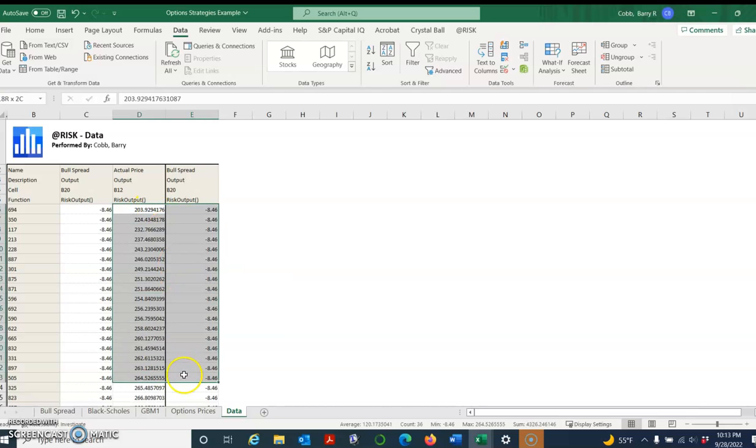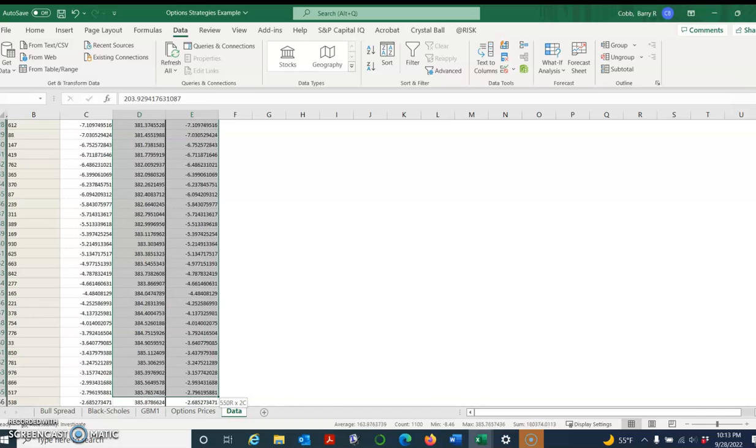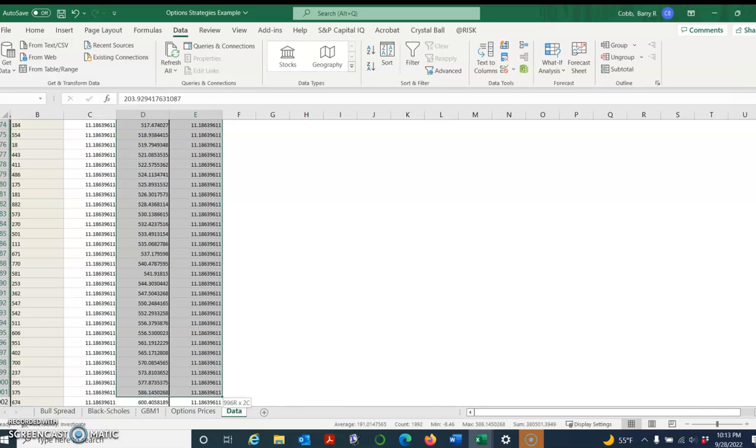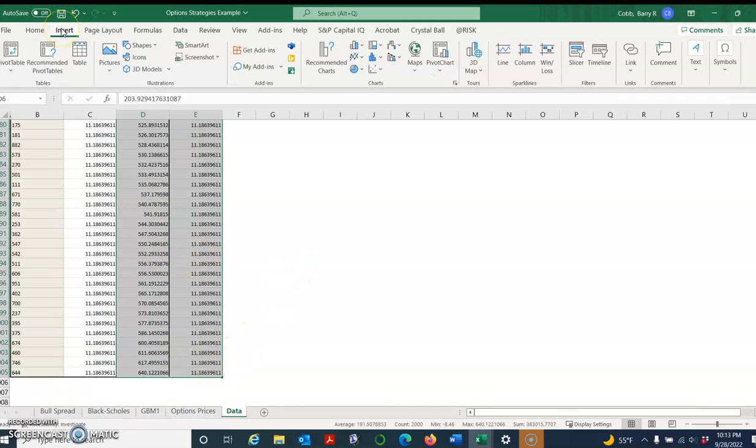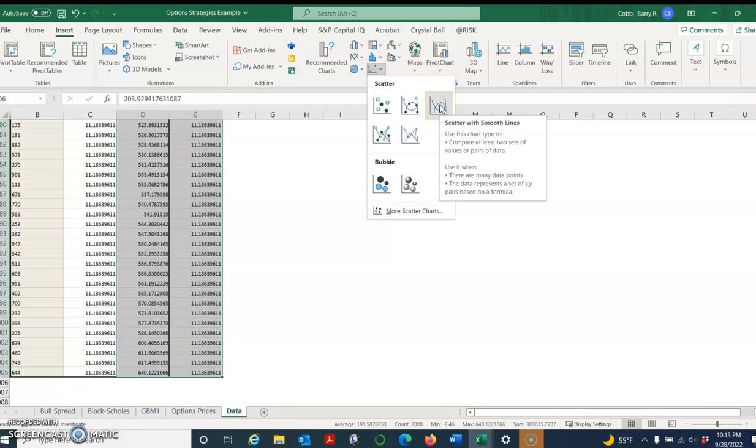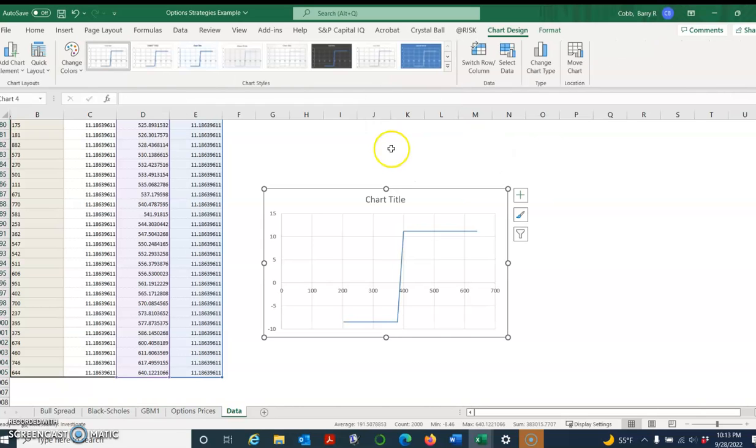So let's highlight all of these values, and we're going to create an XY scatter plot that illustrates the payoff of the BullSpread. So with all that highlighted, I'm going to go to Insert, and then this is the scatter plots. And we'll choose either one of these. We'll go ahead and choose this one. And so what we see here is the payoff profile for the BullSpread.